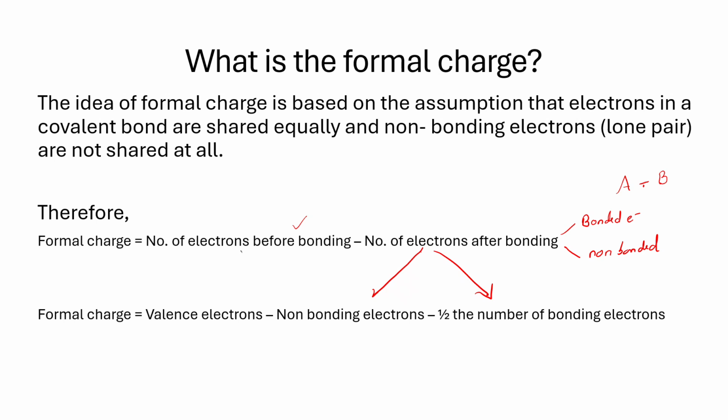the atom, which can be directly deduced from the group number, minus the non-bonding electrons and minus half the number of bonding electrons. Why half the number? Because we know that the other half comes from the different atom. So it's only half the number of bonding electrons which actually belong to the atom that we are concerned with. Let's just understand this formula in view of an example.